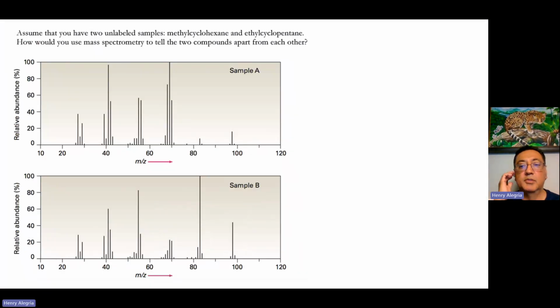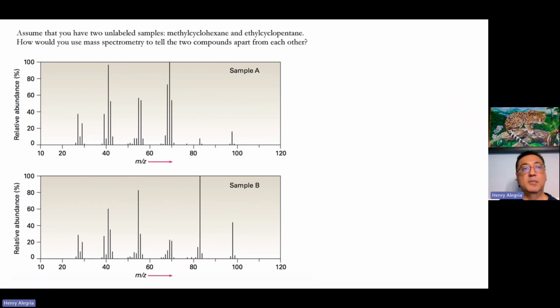These are just some sample questions to give you an idea of when you see these, how you're supposed to approach them. So here's a question. Assume you have two unlabeled samples, methyl cyclohexane and ethyl cyclopentane. How would you use mass spectrometry to tell the compounds apart from each other?